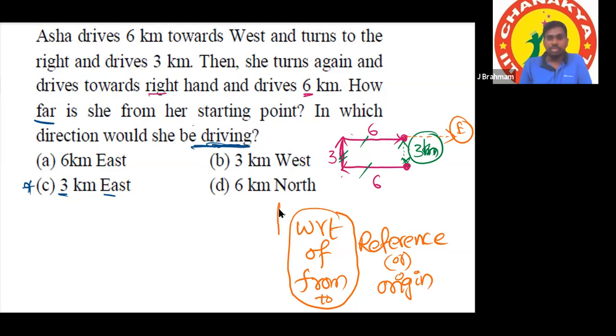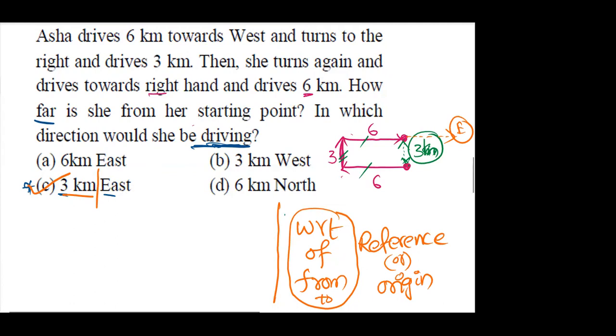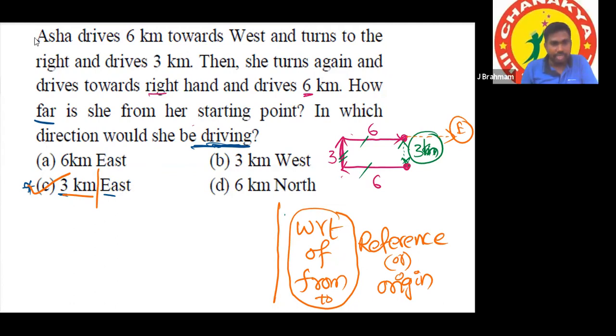Okay, so this is the procedure, and you have completed the diagram and given the answer. Correct? 3 kilometers, and finally she is moving towards east. And shall we see the same question without taking the diagram? Okay, see. You have to write the given information in this format. Asha drives 6 kilometers towards west, and turns right. So west to right means right of west.